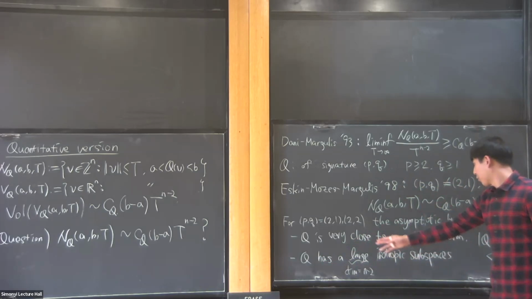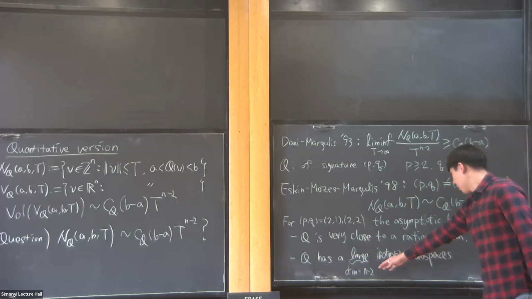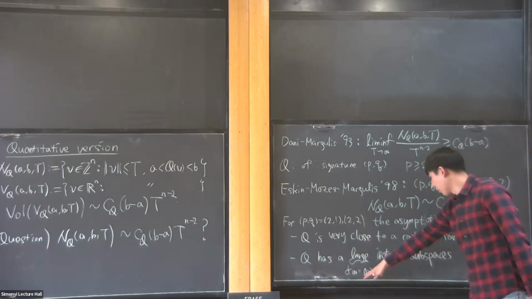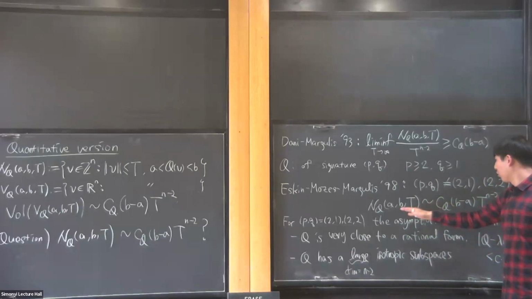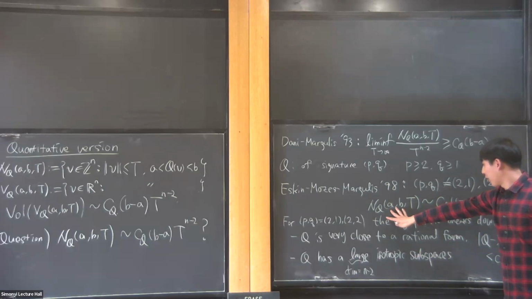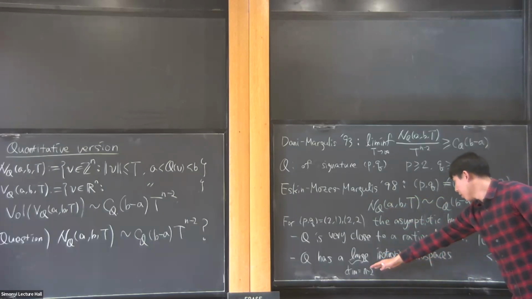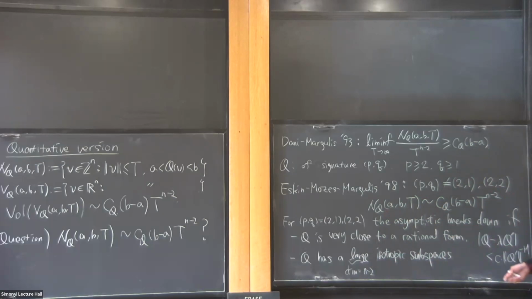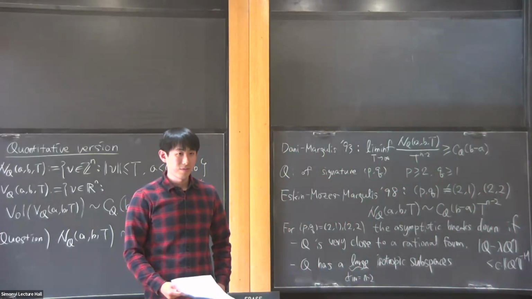And the second scenario: if Q has large isotropic subspaces, then this large isotropic subspace already contains T to the n-2 many integer points. So if the interval between A and B contains 0, then no matter what A and B are, the counting function is already at least some constant times T to the n-2, so the asymptotic breaks down. On an n-2 dimensional isotropic subspace, you don't see this if the signature is anything other than 2-1 or 2-2.